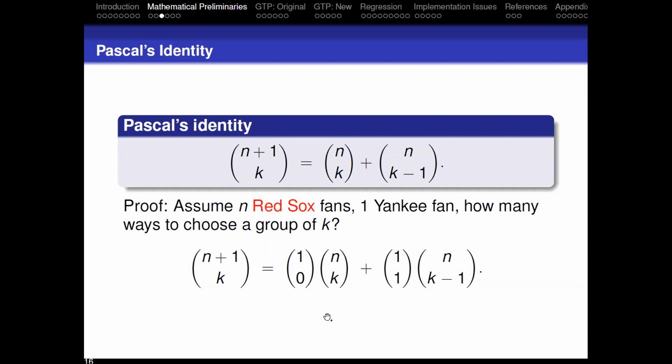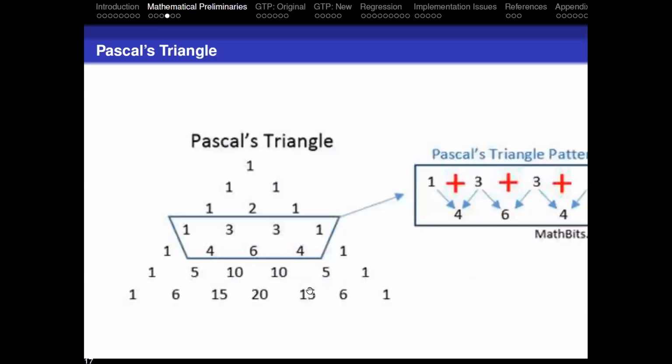But another way of looking at it is I could not choose the Yankee fan. There's 1 choose 0 ways of doing that, and then I have to choose k Red Sox fans, n choose k. Or, a completely disjoint case, I choose the 1 Yankee fan, 1 choose 1, and then I have to choose k minus 1 Red Sox fans. What's nice about this is it's the same as the formula above. We just have 2 factors of 1. And now you can see the upstairs always sums to n plus 1, and the downstairs always sums to k.